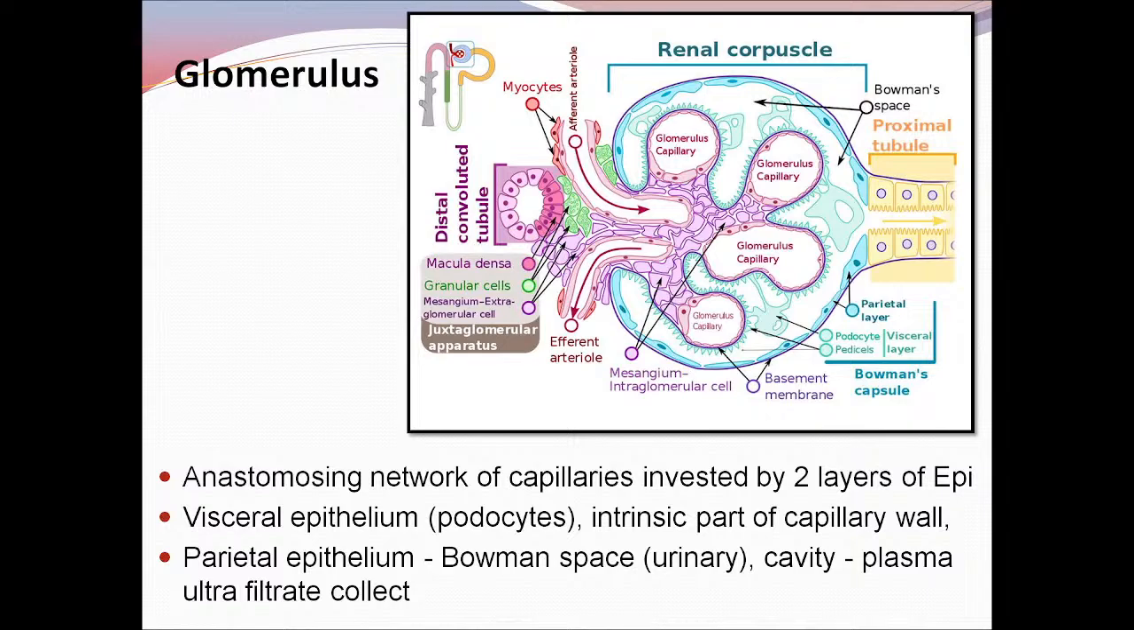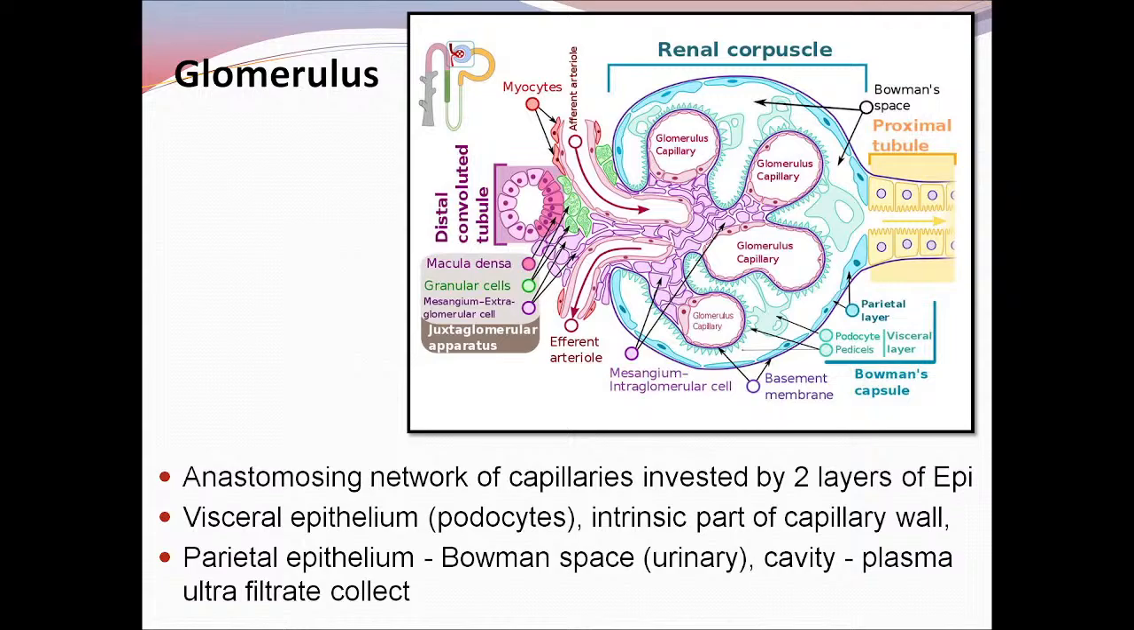It is a tuft of capillaries, or an anastomosing network of capillaries, invested by two layers of epithelium, that is, visceral epithelium and parietal epithelium. Then we have the intrinsic capillary wall. What you can appreciate here is the renal corpuscle. Then you can see the proximal tubule, the afferent arteriole and efferent arteriole, and these are the capillary loops. Each capillary in the loop is invested by epithelium.